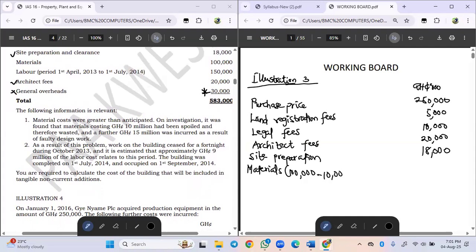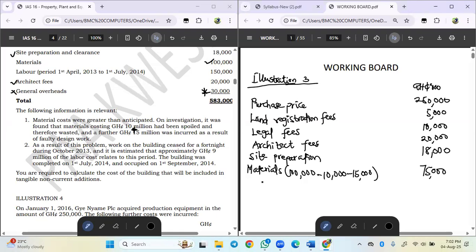So minus 10,000. And also a further 15 million was incurred as a result of faulty design work. That means we didn't use it in the project itself, so that one too will be taken out. You are not going to pick the 100,000. You take out the spoiled ones and the faulty ones. In total we have 25 million. You take it out from the 100 million, then you get 75.